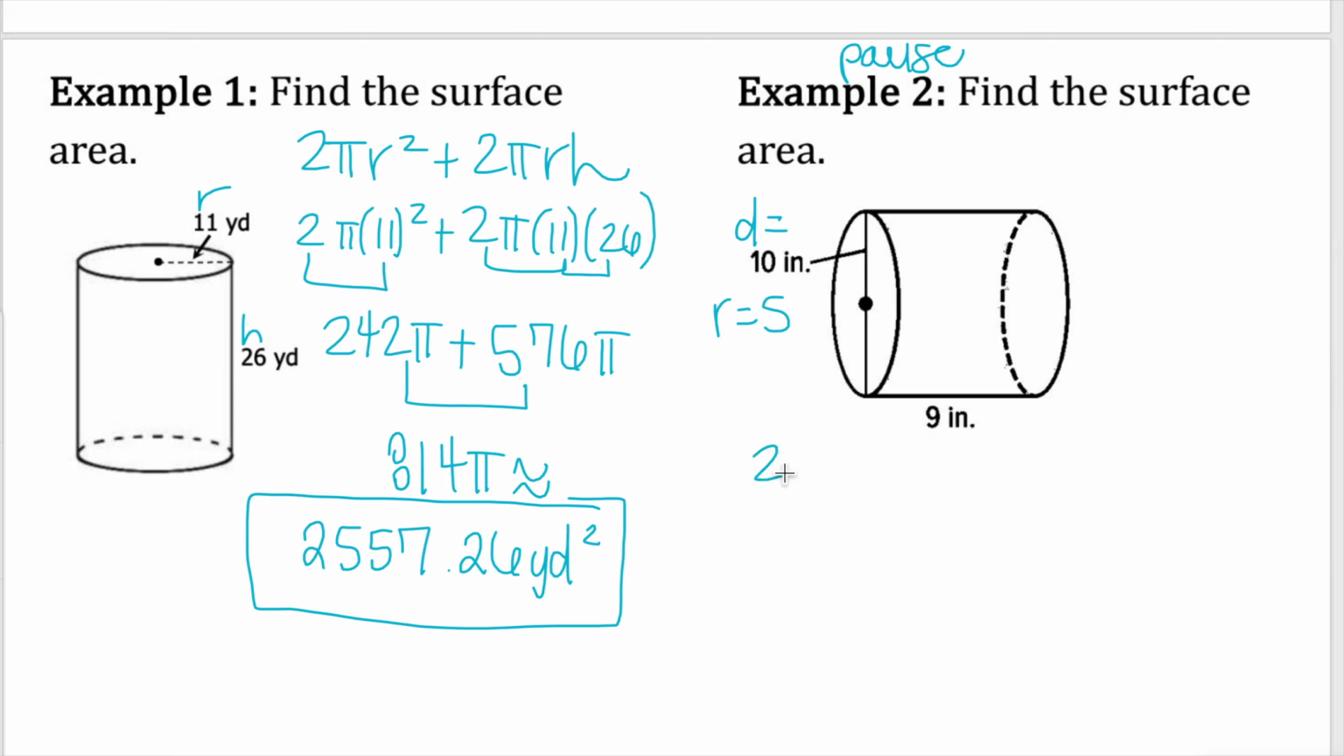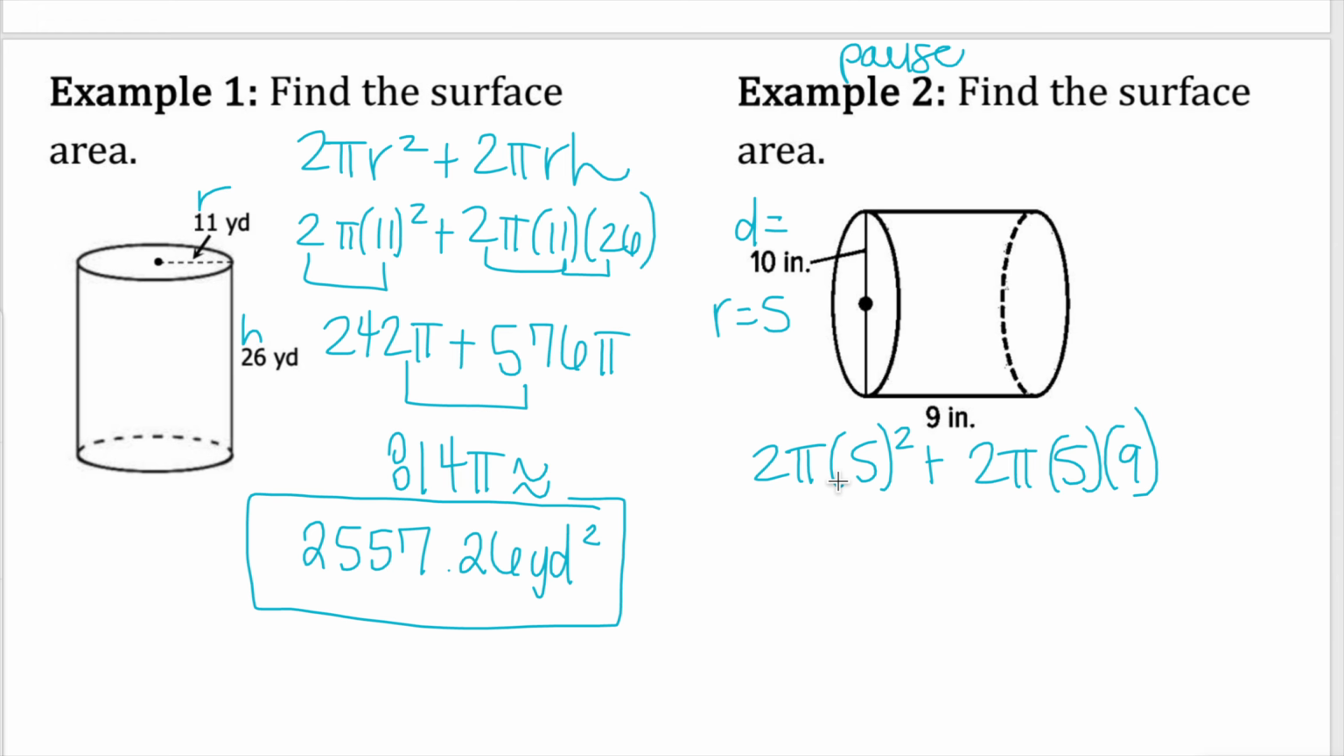So if we start plugging this into my formula, I'm going to get 2 pi times 5 squared plus 2 pi times 5 times 9. Sometimes people get confused because they don't think the 9 is the height, but remember, the height is just connecting one base to the next.